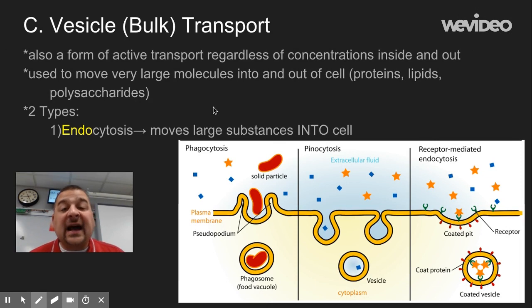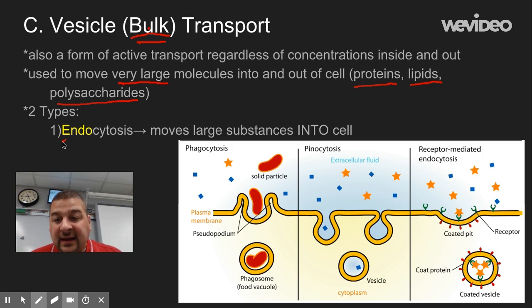Another type of active transport, but we sort of put it in its own category, is bulk transport. So here we're taking very big things and moving them either in or out of the cell. It doesn't really matter on concentration. It's just that it takes energy because they're so big. We're talking like big proteins, the final structure protein when they're coming from the Golgi apparatus and they need to be released, or taking in or releasing lipids and polysaccharides like starches. So there's 2 main types, taking in and releasing.